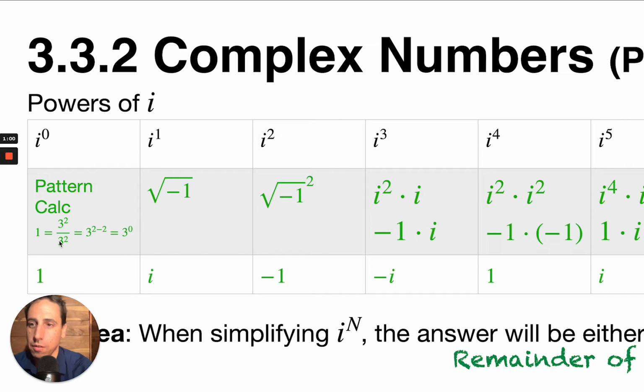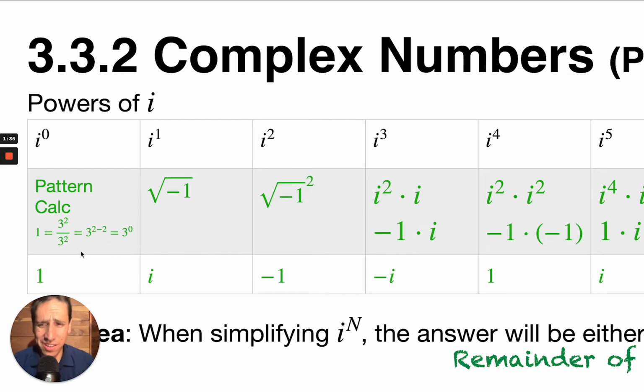But if you wanted to, even just forgetting imaginary numbers for a moment, you could take 3 squared and divide it by 3 squared. And what is that? Well, anything divided by itself is 1. But also, the subtraction exponent rule says that you can take this 2 and this 2 and subtract them because the bases are the same. So that's 2 minus 2. 2 minus 2 is 0, so 3 to the 0 must equal this, which must equal 1. 3 to the 0 equals 1.